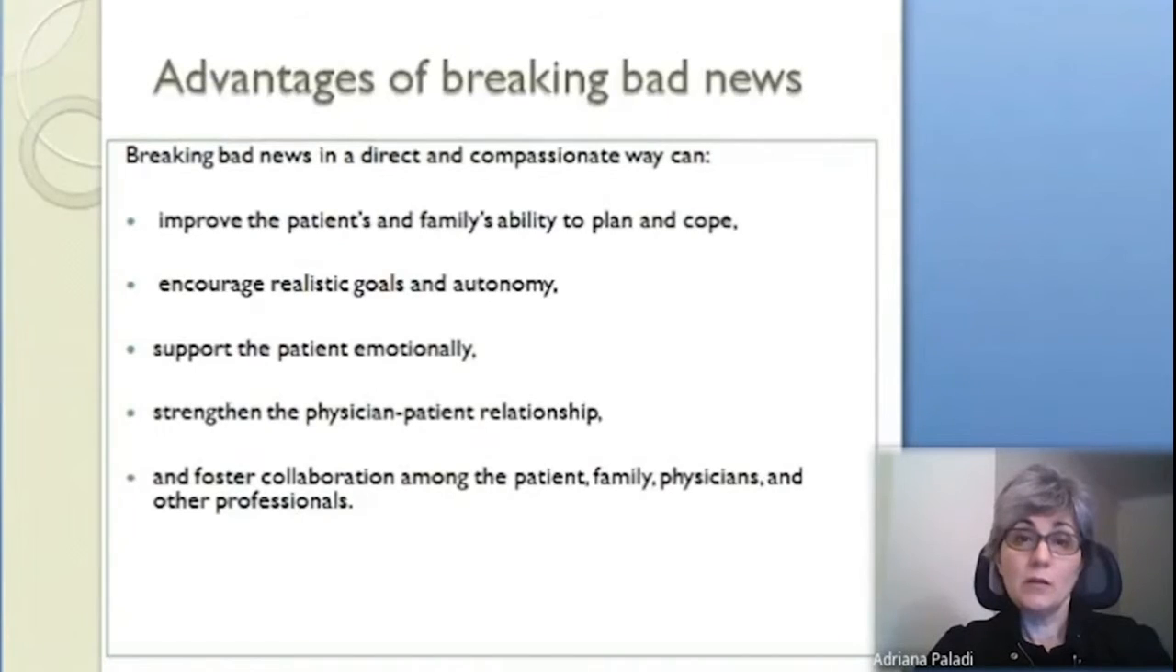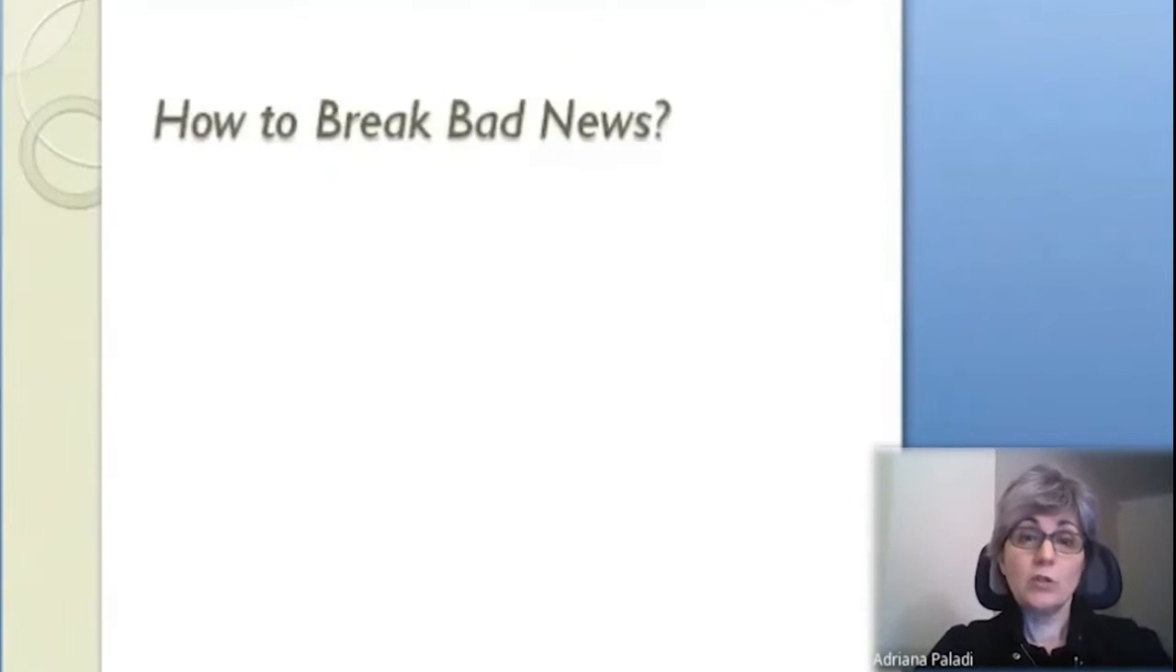The studies also mention that breaking bad news in a direct and compassionate way can improve the patient's and the family's ability to plan and cope, can encourage realistic goals and autonomy, can support the patient emotionally, can strengthen the physician and patient relationship, and foster collaboration among the patient, family, physician, and other professionals. The question arising here is how to break bad news in a compassionate and sensitive manner.